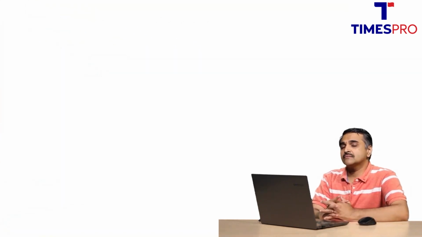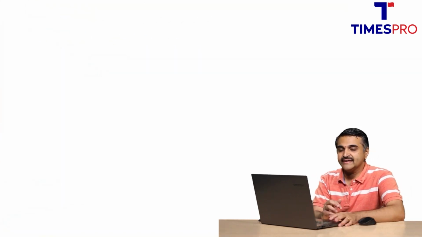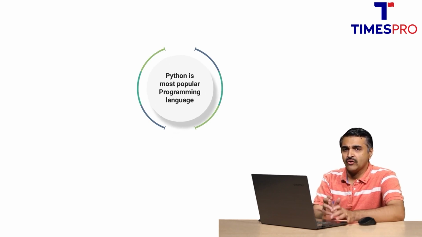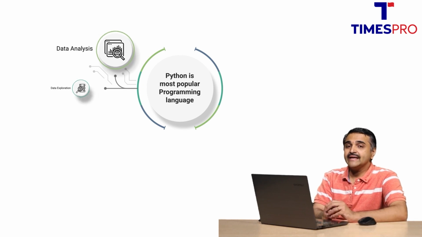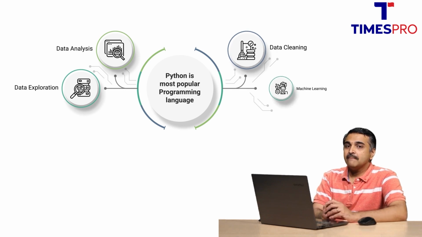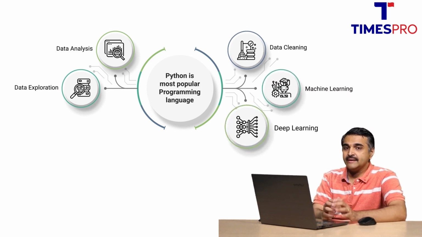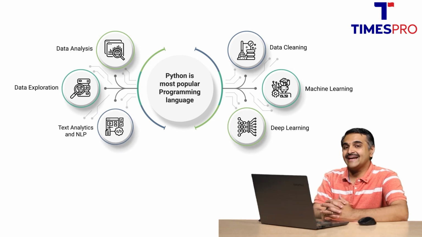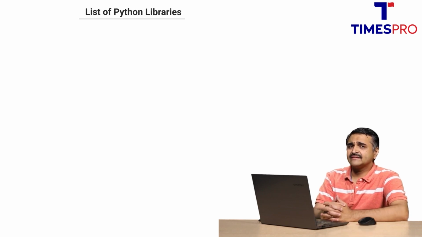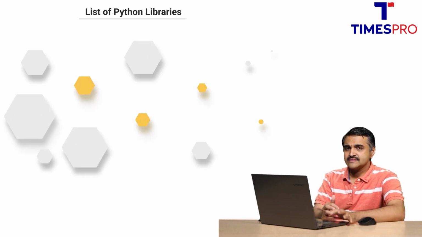Let's now take a look at what we have in Python for data science. Python is the most popular programming language for data analysis, data exploration and visualization, data cleaning, machine learning, and deep learning, as well as text analytics and NLP. In this video, we are going to list the libraries in Python used for data science, data analytics, and AI. Here are the list of Python libraries for data science.